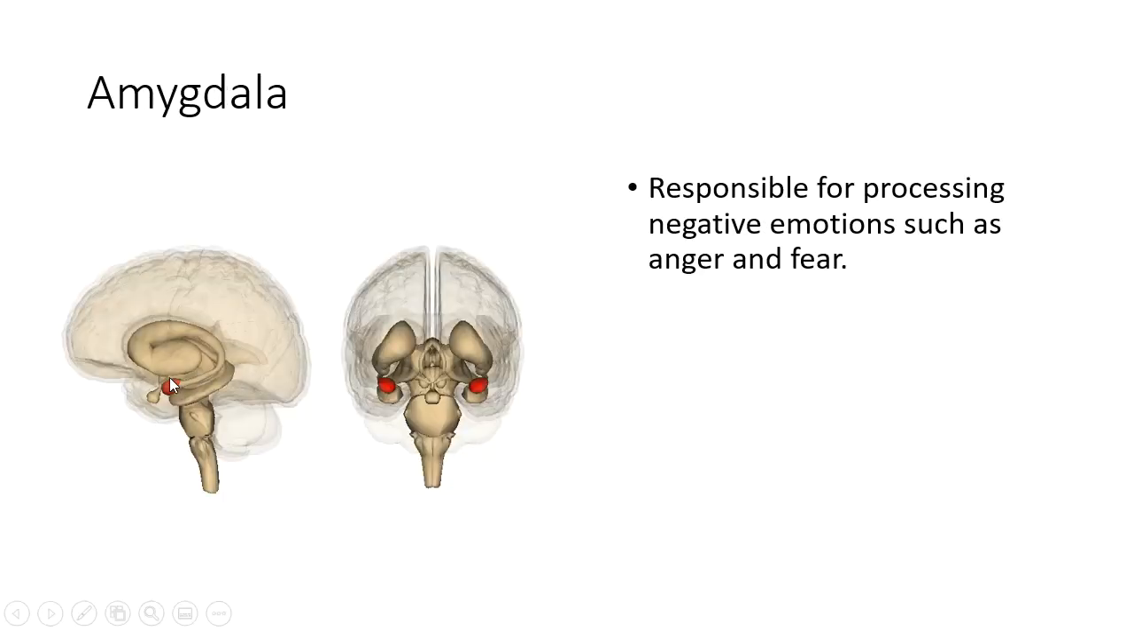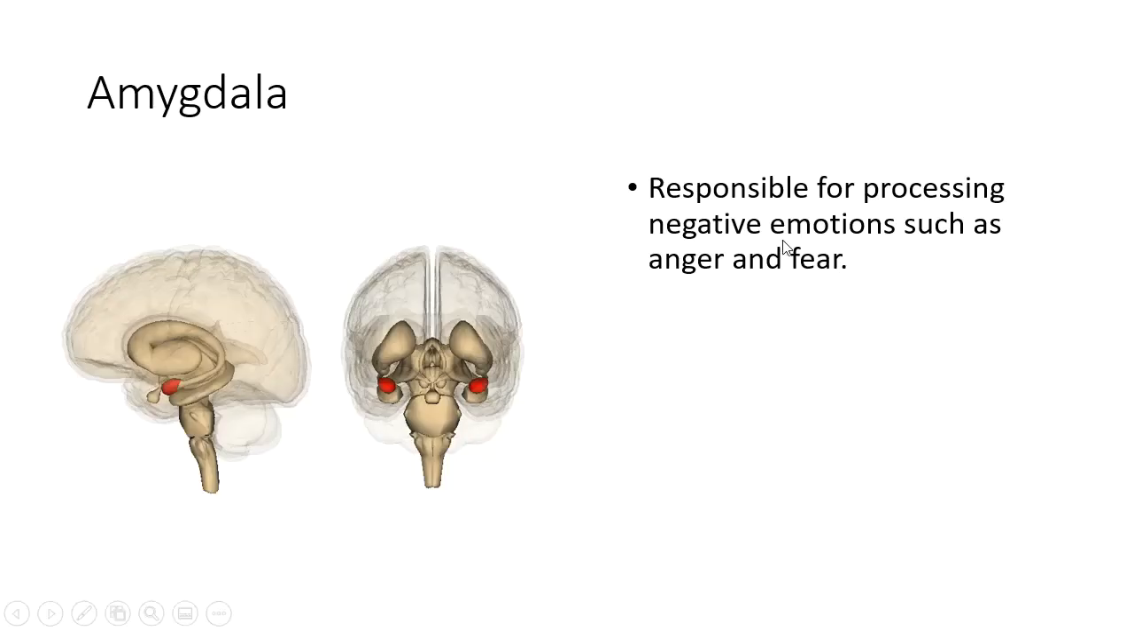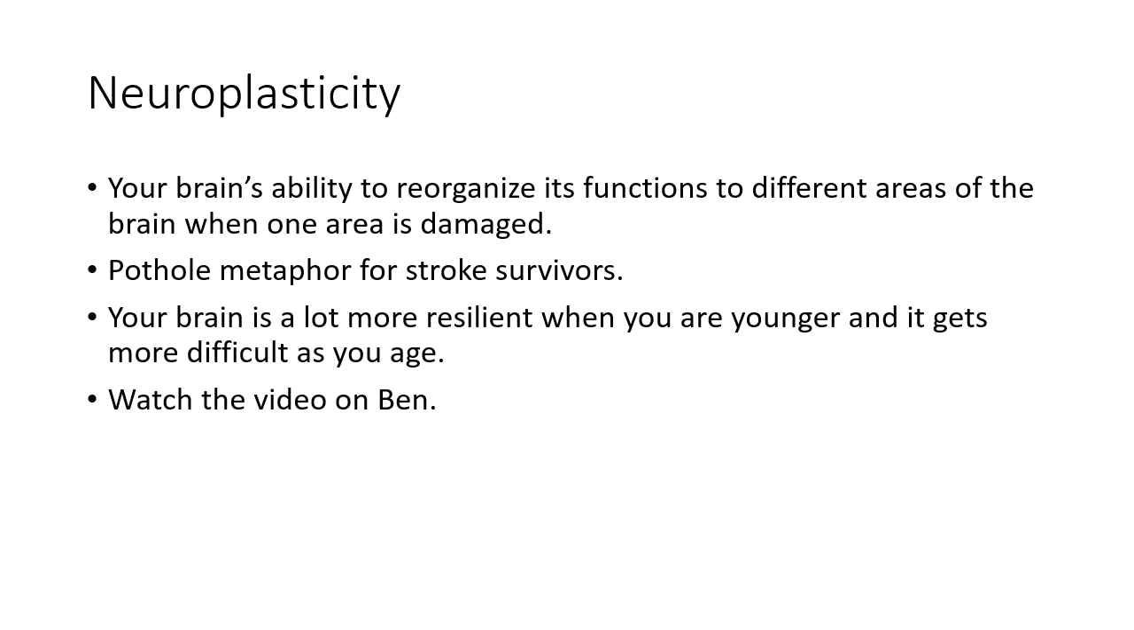So this structure right here is called the amygdala. It's a little walnut structure, and the amygdala is extremely important in processing emotions, mainly negative emotions like anger and fear. So another thing I want you to know, the final thing, is called neuroplasticity. Neuroplasticity is your brain's ability to reorganize its functions to different areas of the brain when one area is damaged.